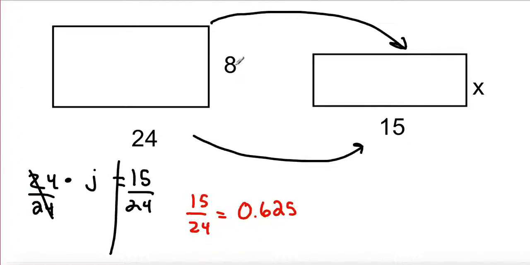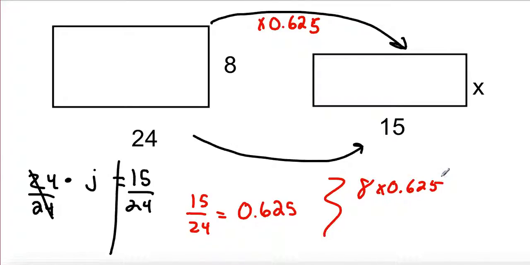So I know that I'll have to multiply 8 by 0.625. And once I solve for 8 times 0.625, I'm going to get a missing side of 5.